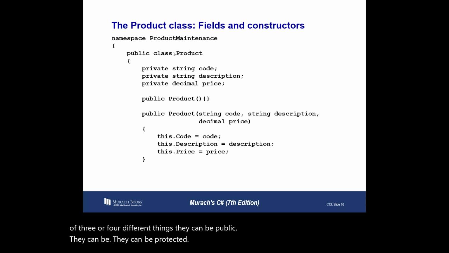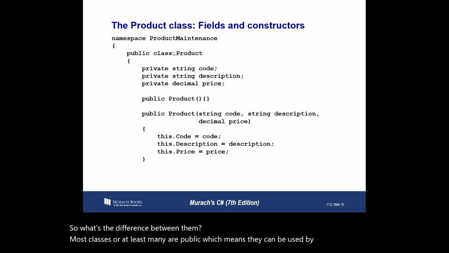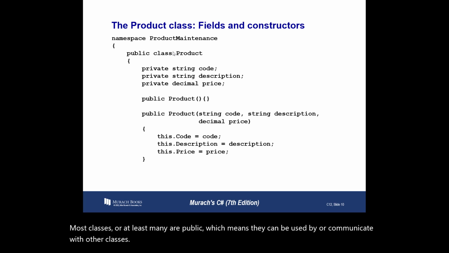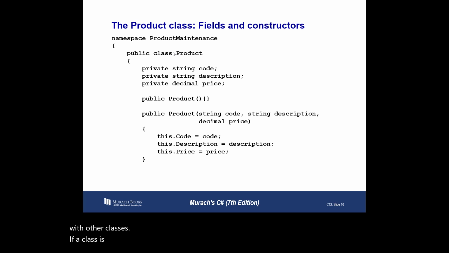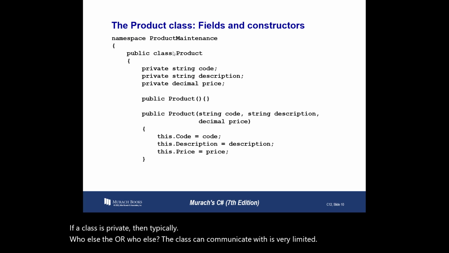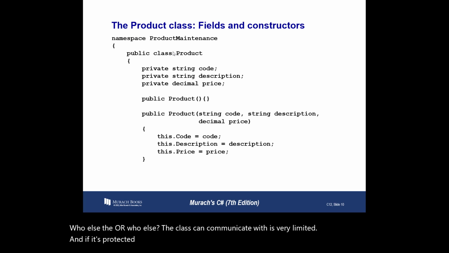So what's the difference between them? Most classes, or at least many, are public, which means they can be used by or communicate with other classes. If a class is private, then typically who else the class can communicate with is very limited. And if it's protected, the class can only communicate with, for lack of better words, siblings, children, grandchildren, great-grandchildren, etc.